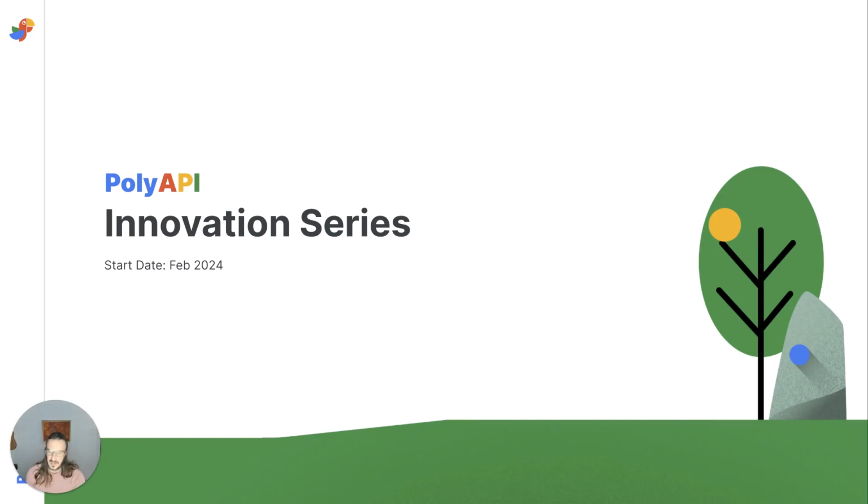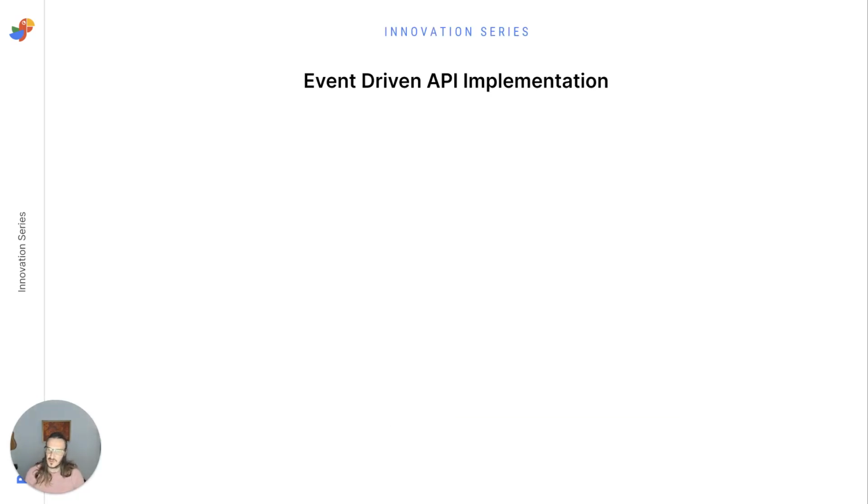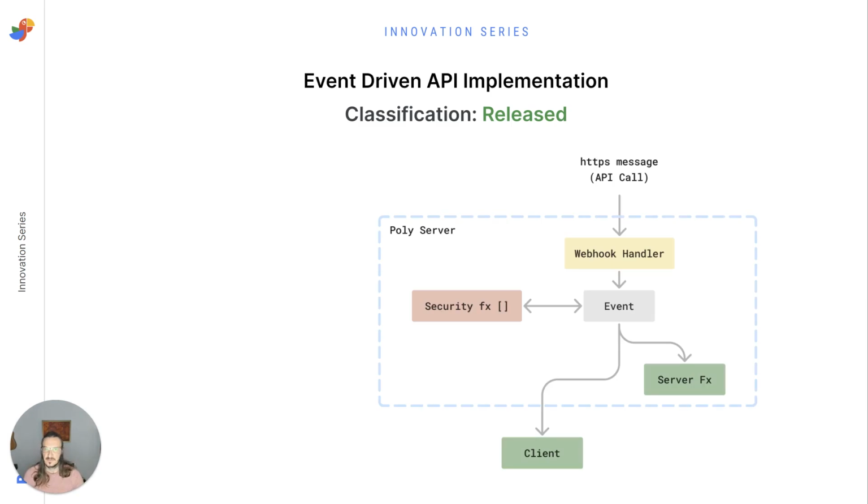Hello everybody. In this video, I wanted to show you an architectural pattern around event-driven API implementation. Now, this is an existing feature that's already been released, so you're welcome to use this in production today. With this pattern, what we're doing is we're using the webhook handler to capture an HTTP request, which is really what an API call is.